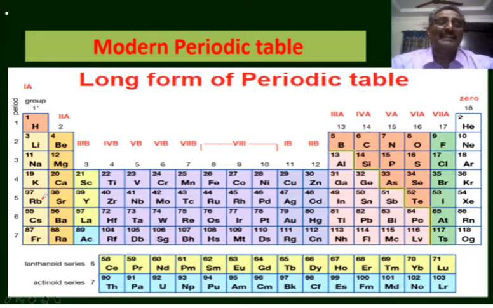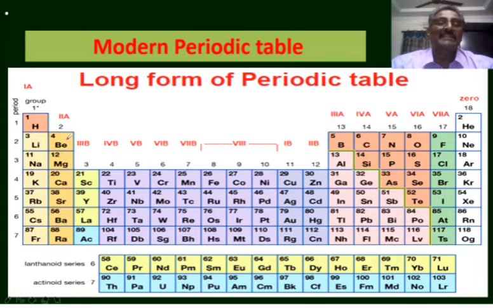By adding 18, we get the atomic number of the next element rubidium in the first group, that is 37. By adding one more 18, we get the atomic number of the next element cesium, that is 55. By adding 32, we get the atomic number of the next element of francium in the same group.